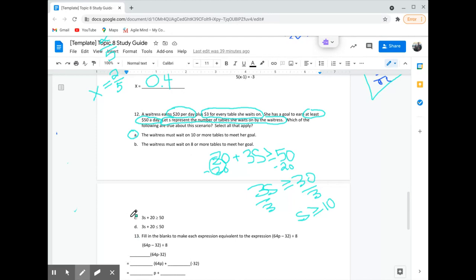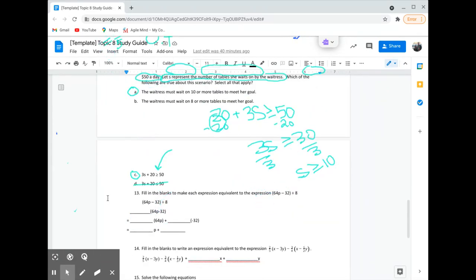And then out of C and D, which one would we use? C. Why? Because it's greater than or equal to 50. Correct. Because we want our money to be greater than or equal to 50, not less than 50. Does anybody have a question about that one?